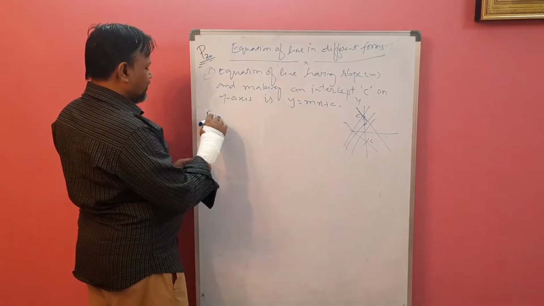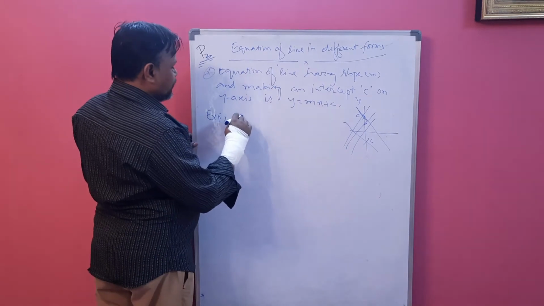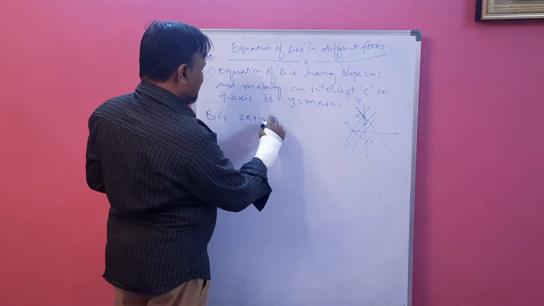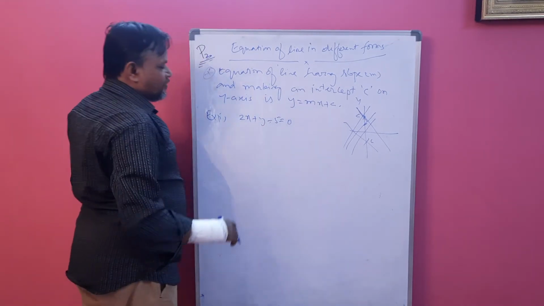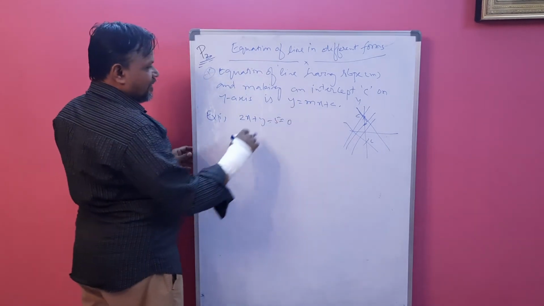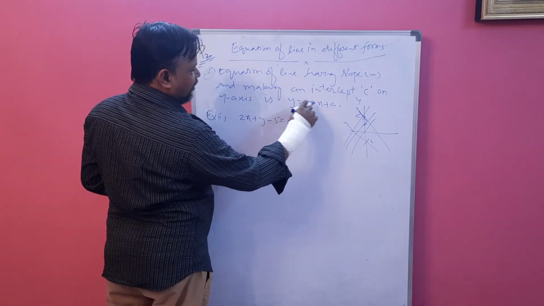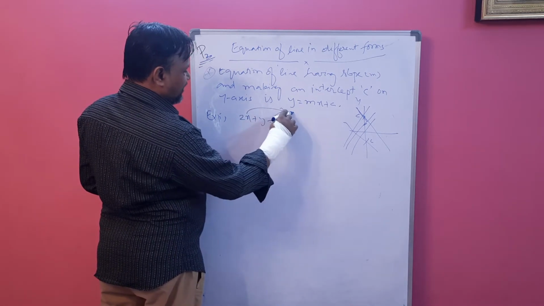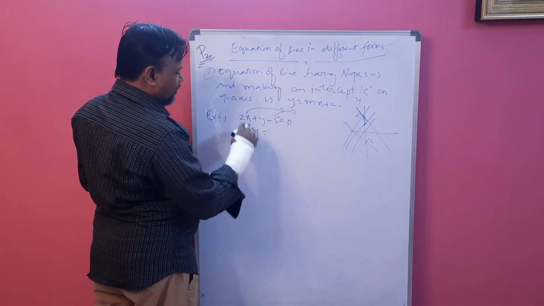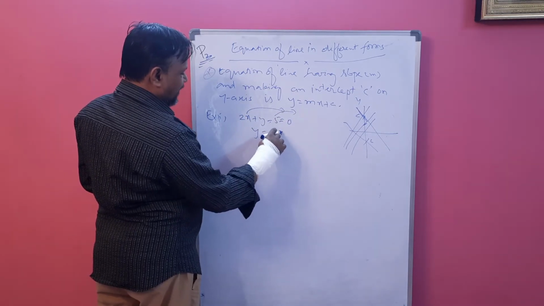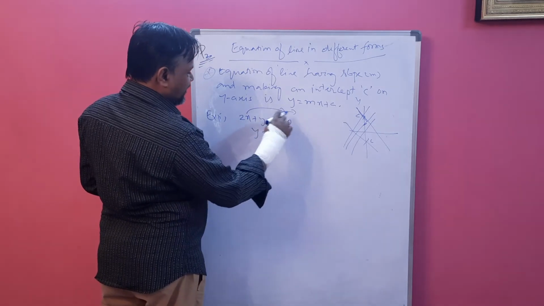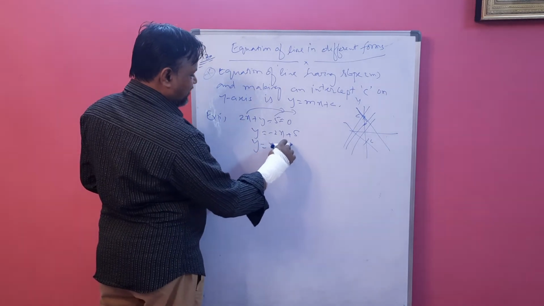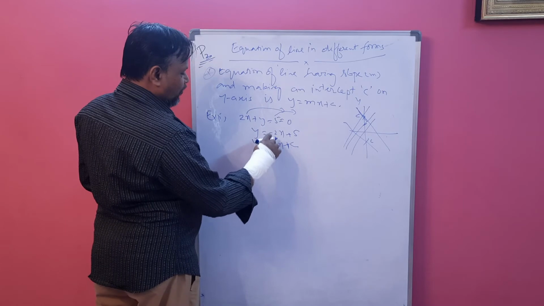Take an example: suppose a line is 2x + y - 5 = 0. We have to write this equation in this form, y equals this part. So move this number to the other side. We will get y equals, and as it goes to the other side, positive will change to negative and negative will change to positive. Now compare with mx + c. Now m is what?